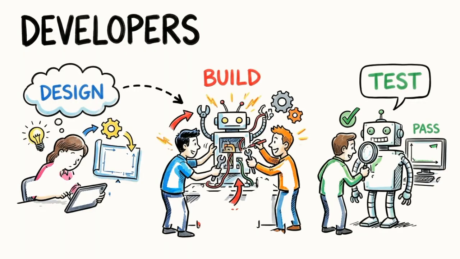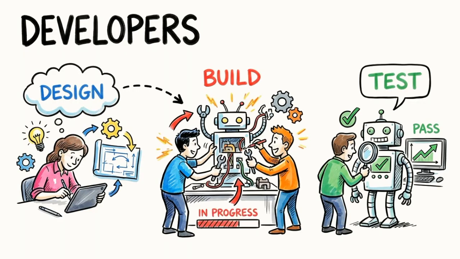The third role is developers. Developers are the people who actually create the product. They design, build, test, and deliver a working result by the end of every sprint.